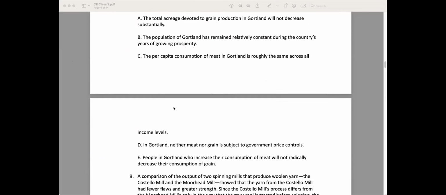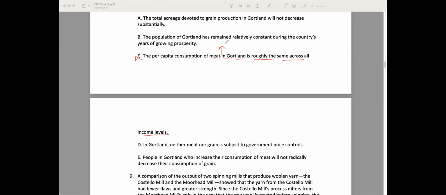Option C. Per capita consumption of meat in Goatland is roughly the same across income levels. Again, doesn't really matter. Per capita consumption of meat is going up. That's all that matters. That means overall consumption is increasing. Whether it is same across all income levels or not, that really doesn't matter. How does it make any difference at all?